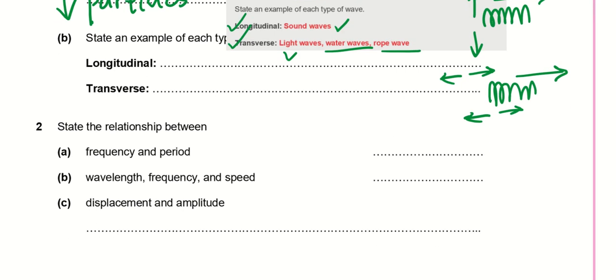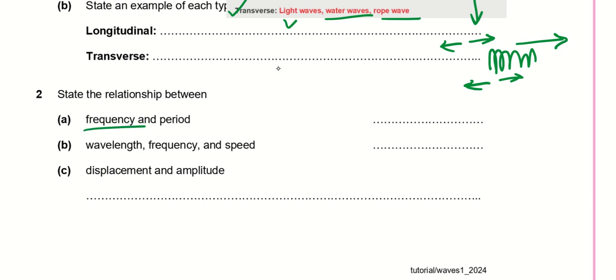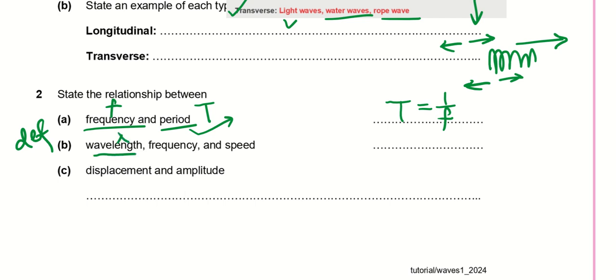Now, state the relationship between frequency and period. Frequency is f, period is capital T. Whenever they're asking for a relationship, it's usually in terms of a formula. So T equals 1 over f, or f equals 1 over T. You might also want to memorize the definition for period and the definition for frequency. Next, they are asking for the relationship between wavelength, lambda, frequency f, and wave speed. So we have this formula: v equals f times lambda.